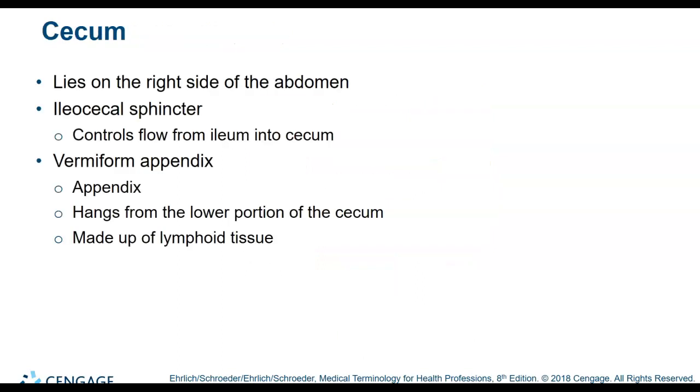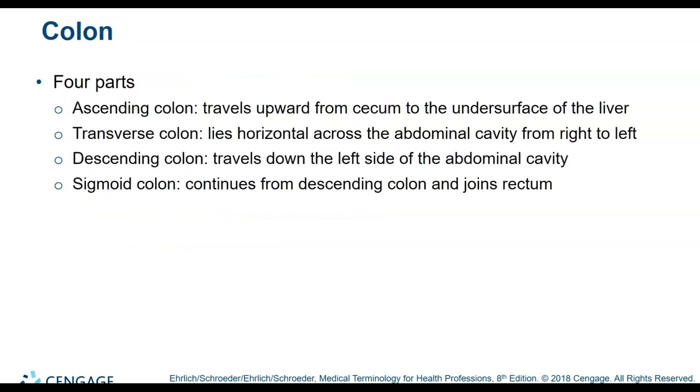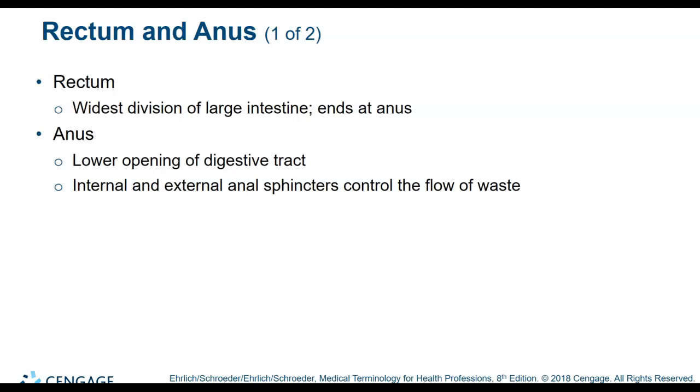Again, the cecum lies on the right side of the belly, of the abdomen. We have that ileocecal sphincter, and it controls the flow from the ileum into the cecum. And again, we talked a little bit about the appendix. The appendix is actually a lymph tissue, hangs from the lower portion of the cecum. Some people still say they don't know what the function of this is, but it sure can cause problems if you get appendicitis. Again, ascending colon, transverse, descending, and sigmoid colons we talked about in the image. Then the rectum and anus.